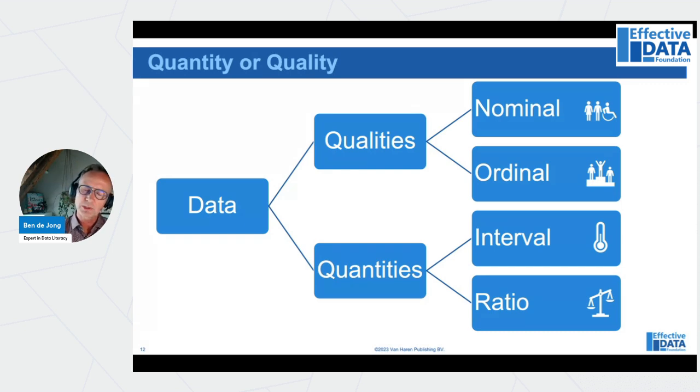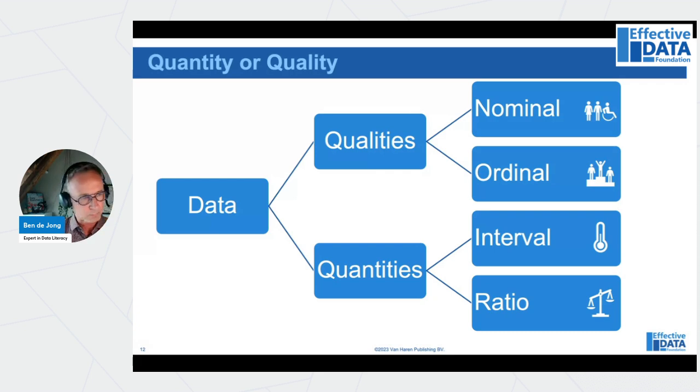So the zero point is not nothing. There is nothing, but it is a point on the scale. And with ratio, 0 means nothing. So if I don't have any coffee on my table now, 0 means really nothing. That is the difference between interval and ratio.